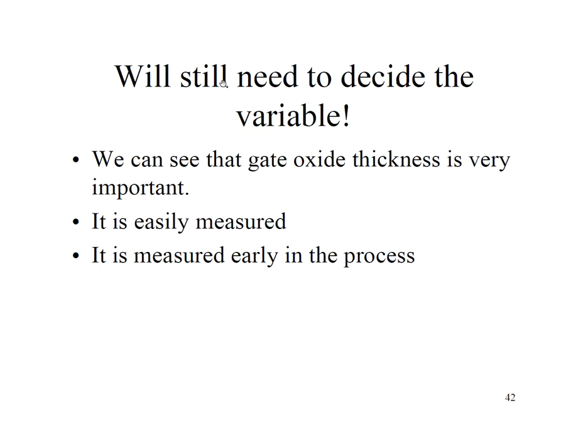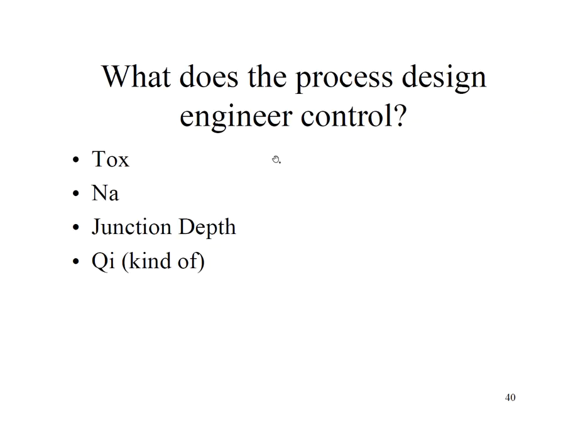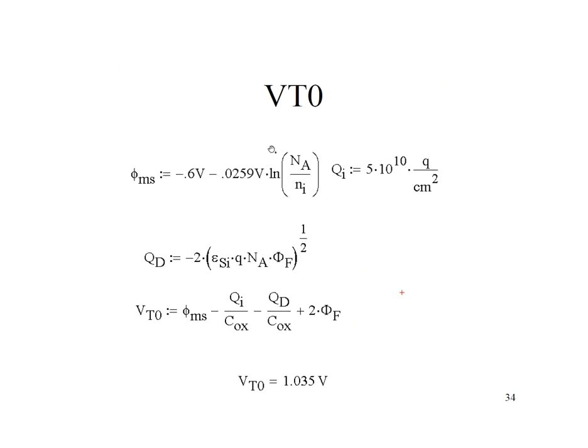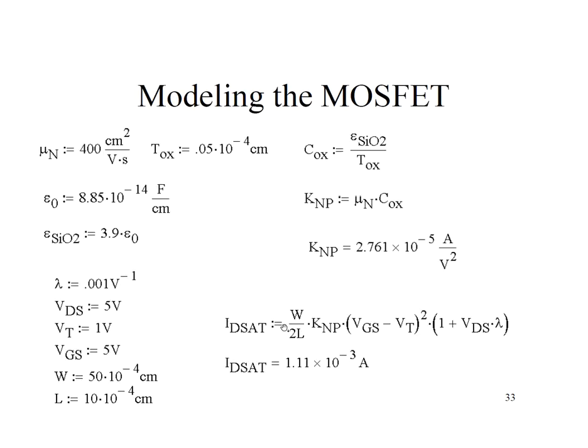Okay. And still, at the end of the day, we need to decide a variable. And one of the best variables to measure is oxide thickness, because that's when the transistor turns on and you have C-ox here and the oxide thickness is in there. All right.